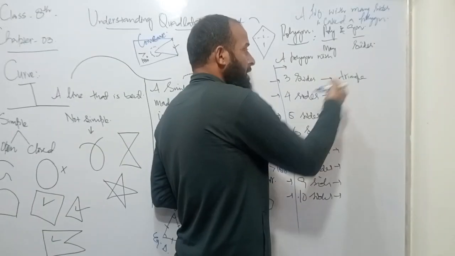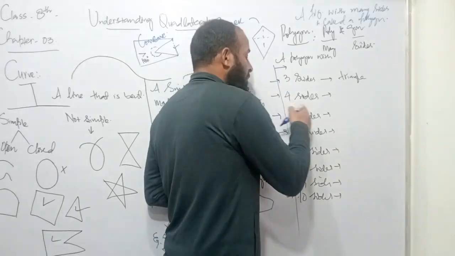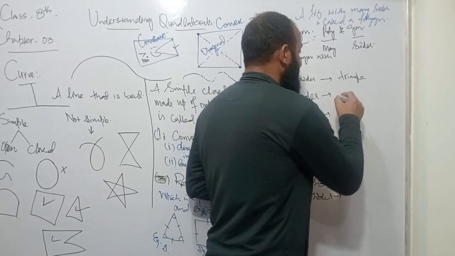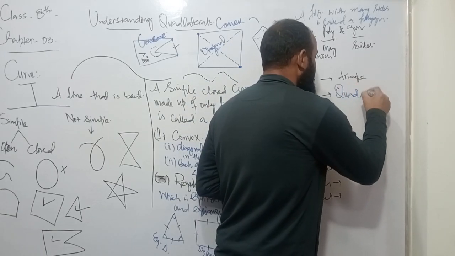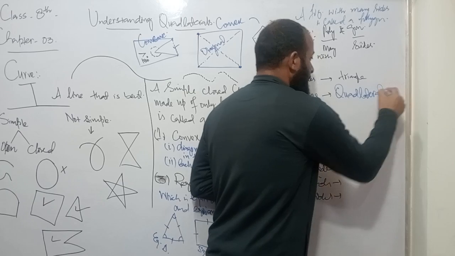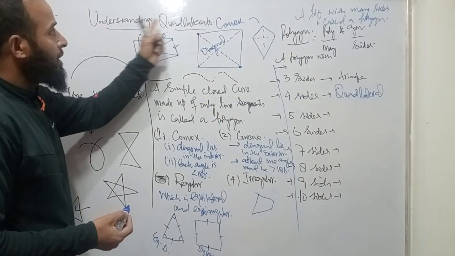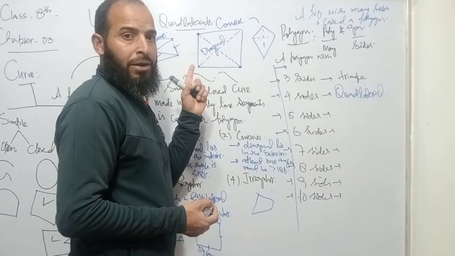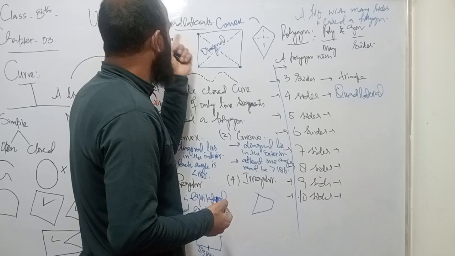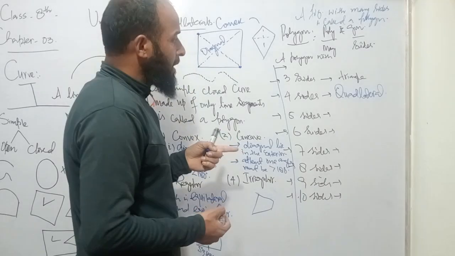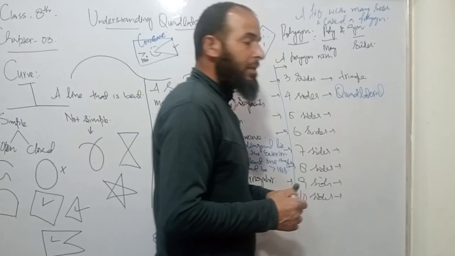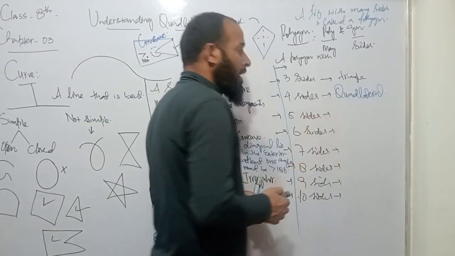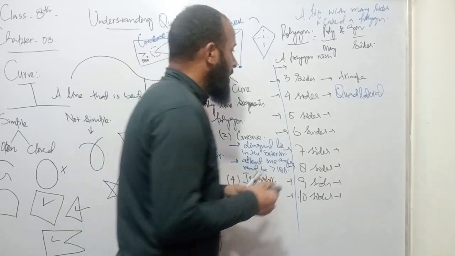A polygon with 3 sides is called a triangle, and a polygon with 4 sides, or a 4-sided figure, is known as a quadrilateral. Understanding Quadrilaterals is the name of this chapter. We have to understand many quadrilaterals in this chapter. So a polygon with 4 sides is called a quadrilateral.